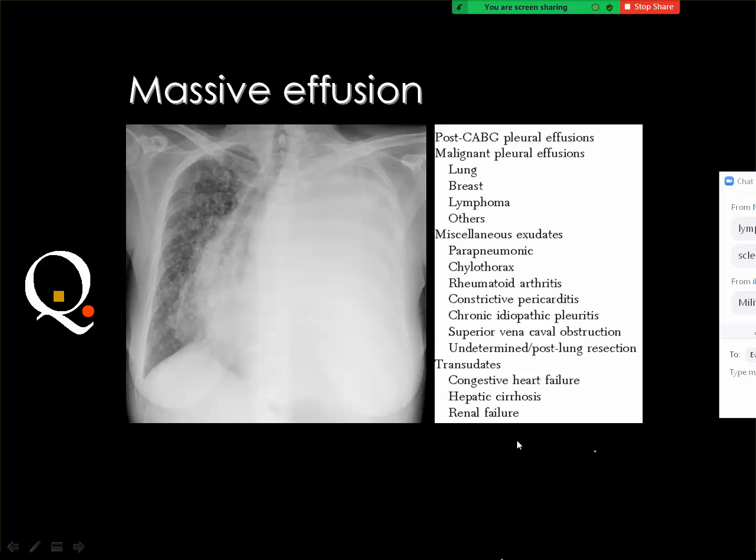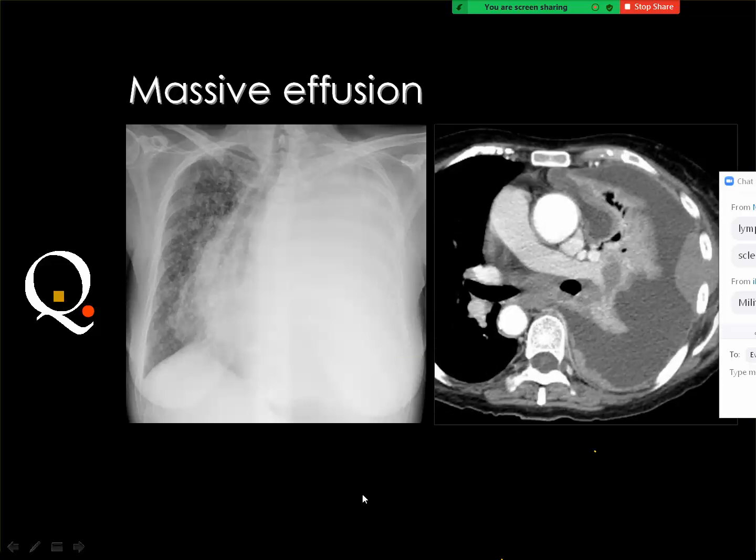Actually, I said many times that massive effusion should raise the possibility of an underlying malignancy. And this malignancy may be in the pleura, in the chest wall, in the lung, or in the mediastinum. And in these cases, CT is mandatory to see what's going on in the region of the effusion. Then this is CT. What do you think?